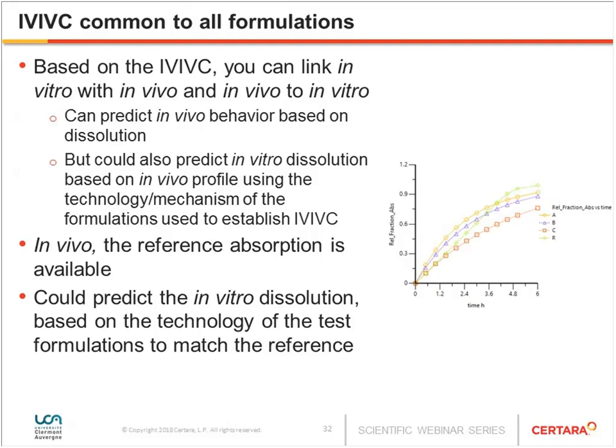But we now have to go a little bit further. Why? Because we have the in vivo absorption for A, B, and C, and we also have the in vivo absorption for the reference. In this case, we can calculate the optimal dissolution curve for the reference, using my IVIVC or my time scaling that I established on my formulations, that means with my technology. That means I can have a target dissolution curve for the reference formulation.